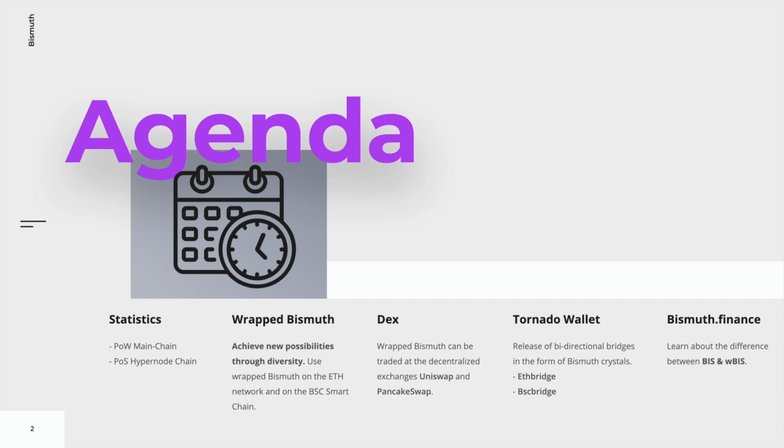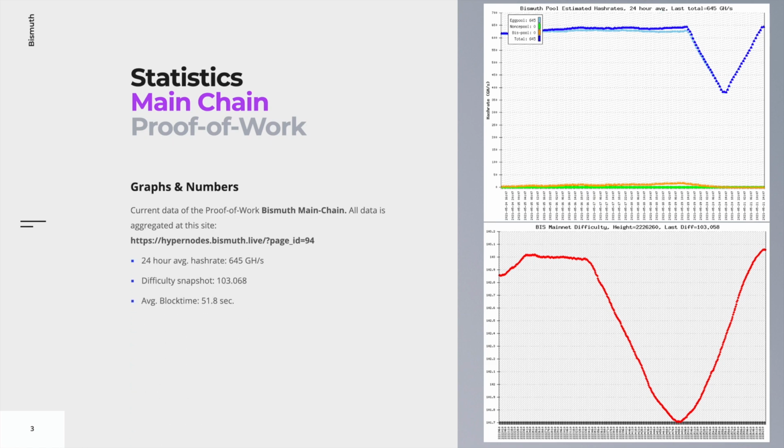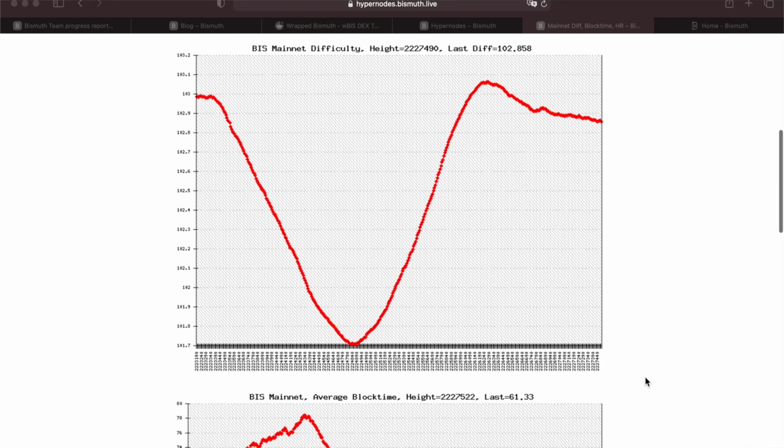It's the bismuth.finance website. There you can learn about the difference between Bismuth and wrapped Bismuth. You will find all important charts and data about the proof of work main chain on the Hypernodes website. On this slide, you see the link hypernodes.bismuth.life. When you go there, you will find all the information.